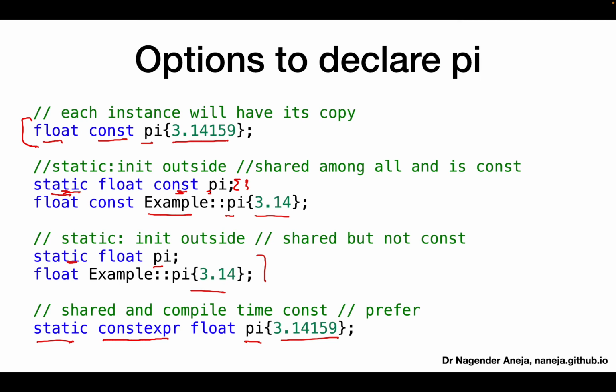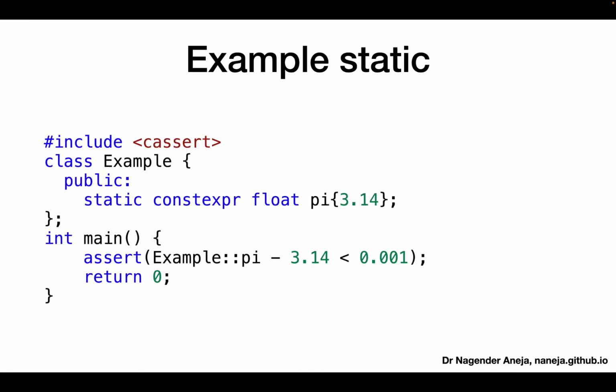Now we are more restrictive. Making pi a constant expression means that this value is known at compile time, and static means that its value is shared. So if you want to define constants, this method is preferred, because it's a compile-time constant, and it also indicates that it is shared among all instances of the class. Okay, so this is how you will declare the value of pi.